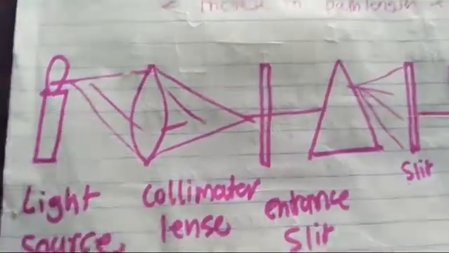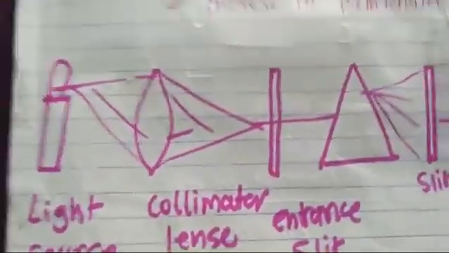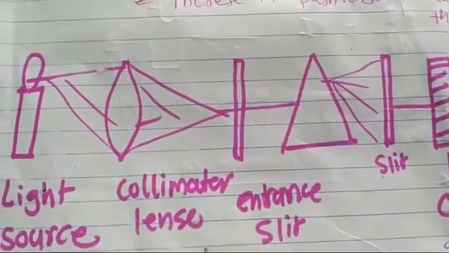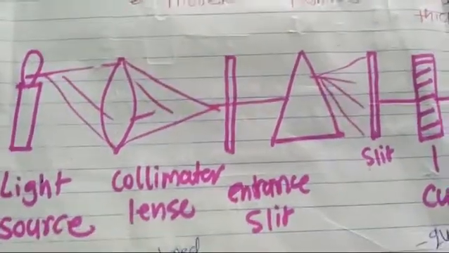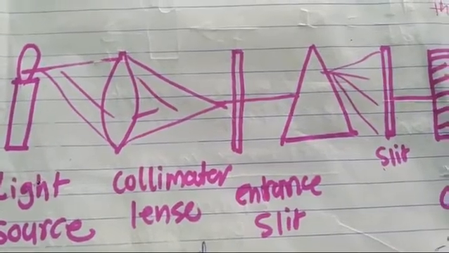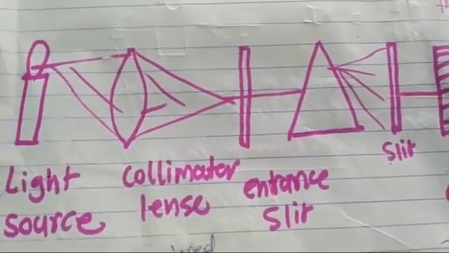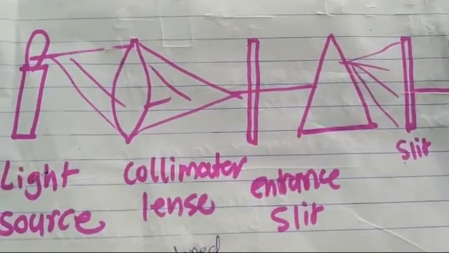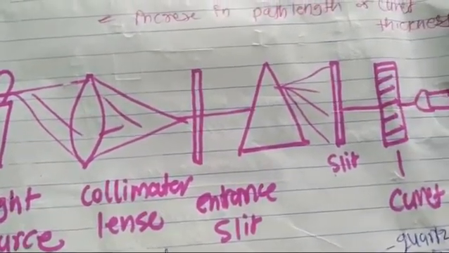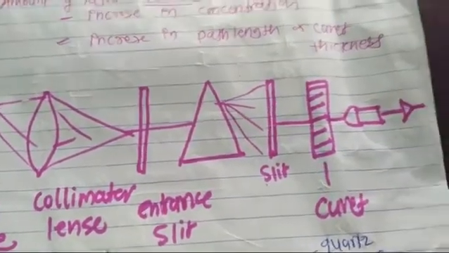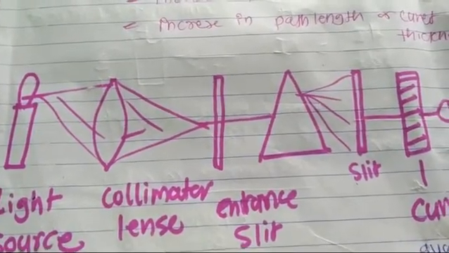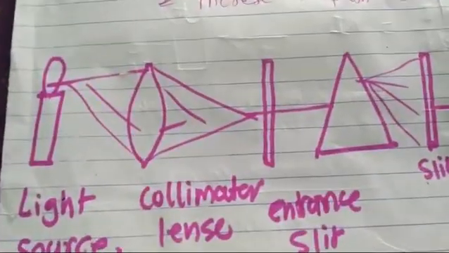So next point we will see the instrumentation of spectrophotometer. The general block diagram of spectrophotometer consists of light source, collimator, lens, entrance slit, exit slit, cuvette, and detector. So this is the general block diagram.